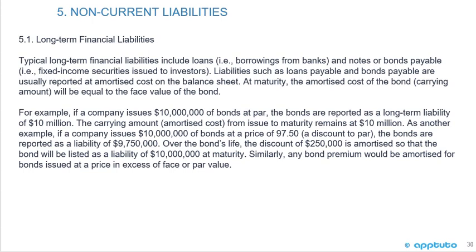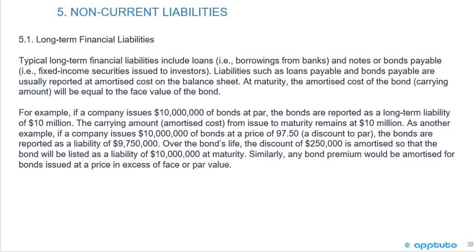At maturity, the amortized cost of the bond, the carrying amount, will be equal to the face value of the bond. For example, if a company issues a $10 million bond at par, the bonds are reported as a long-term liability of $10 million. The carrying amount, amortized cost from issue to maturity, remains at $10 million.